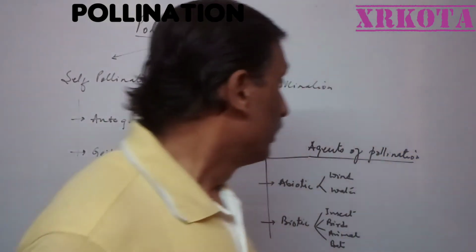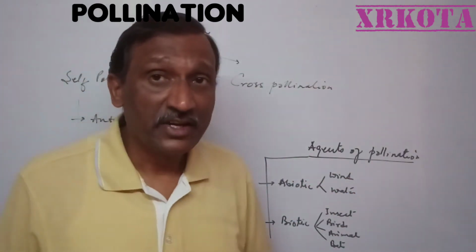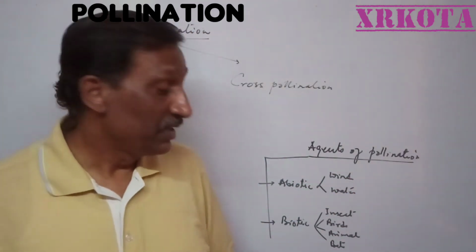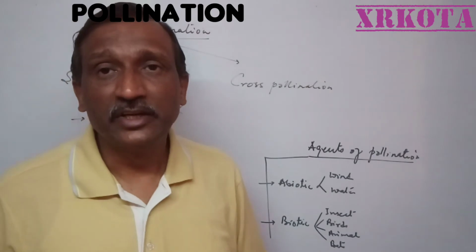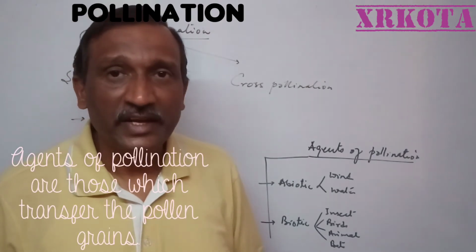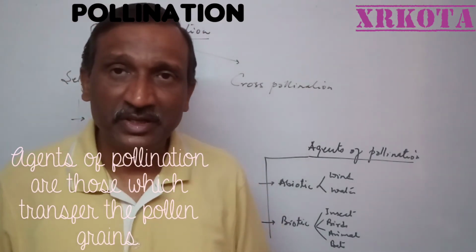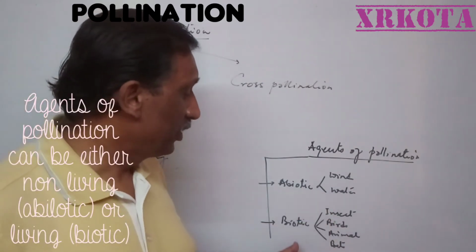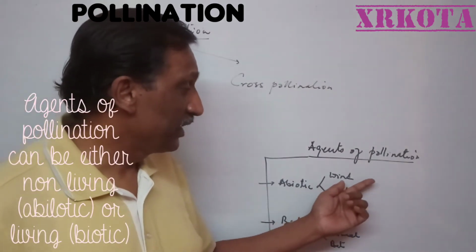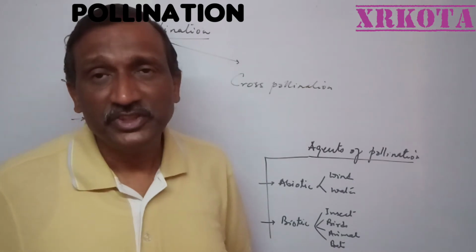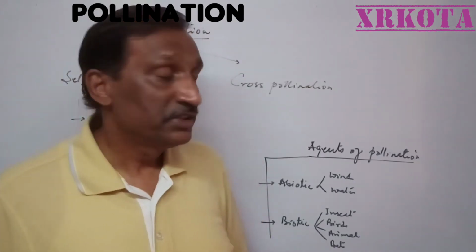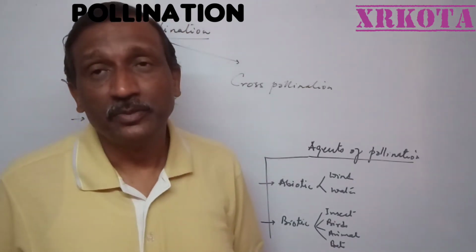Now, agents of pollination. As I already said, the plants themselves cannot move or take their pollen grains, so they are always dependent on some external agent. The external agent can be abiotic or biotic. Abiotic can be of two types, that is wind or water. We shall discuss abiotic pollination first, the wind pollination and water pollination.